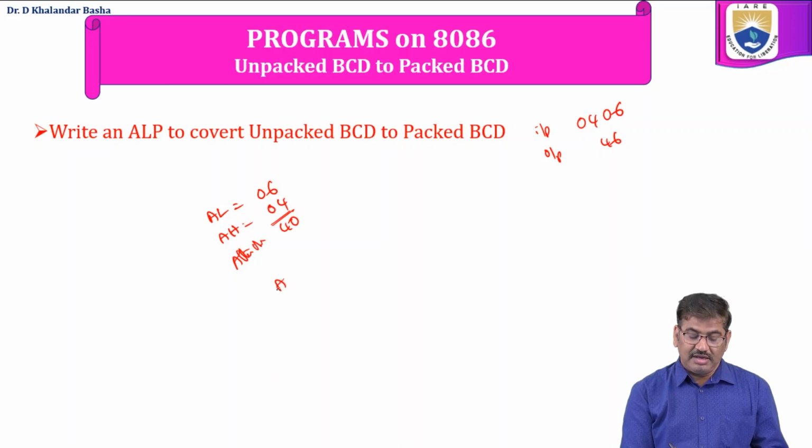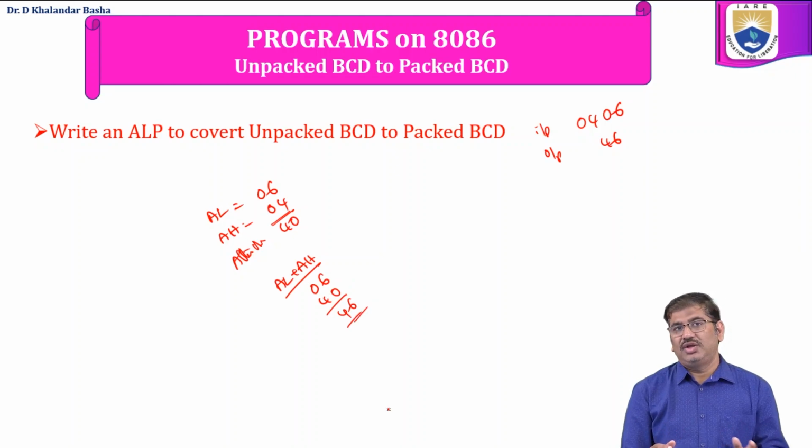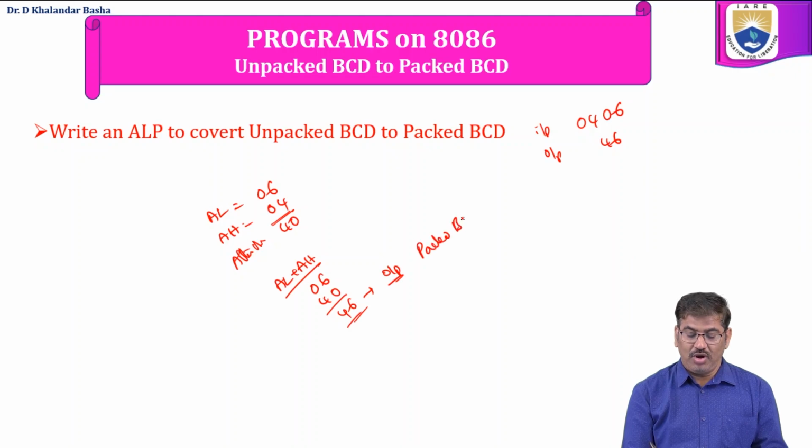Then add the AL register with the AH register. That is, 06 will be added with 40. Then we get the output 46H, where you are restricting the number of bits assigned for each BCD number to only 4 bits. Now this is the expected output, which we call the packed BCD format.